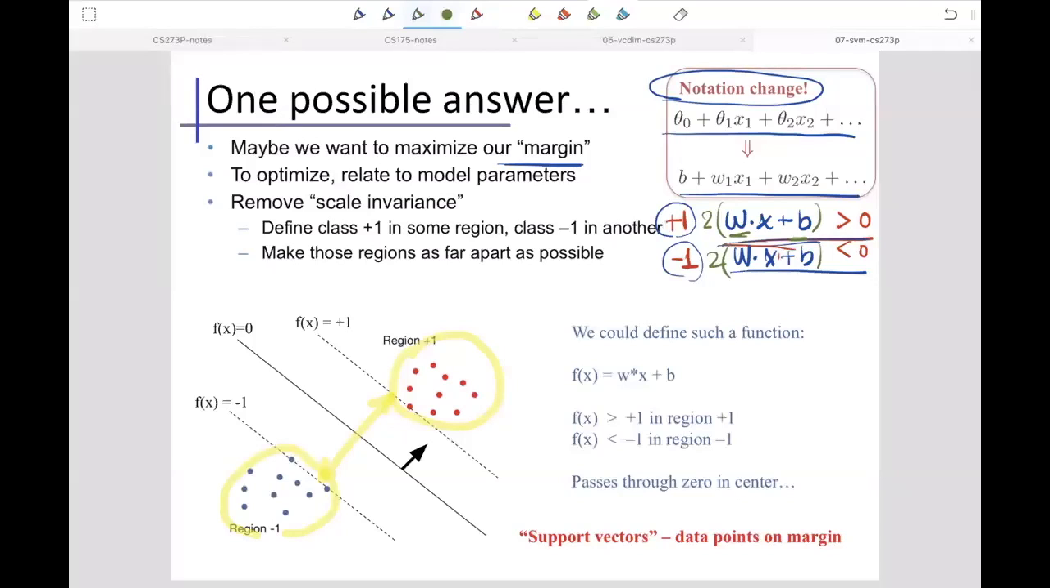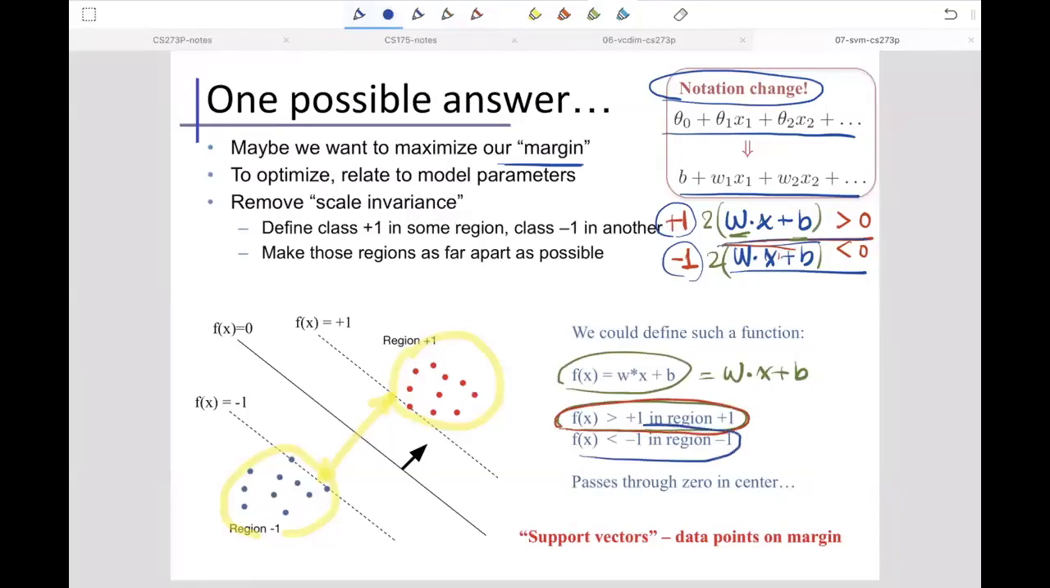For that purpose, we're going to fix those redundancies by requiring something like this. We have the model W dot X plus B. However, for all the data points in the positive region, we require this linear expression to be greater than 1. On the other hand, for the data on the negative labels, we require it to be less than -1. So that's the difference here. We're going to fix these two values, +1 and -1.